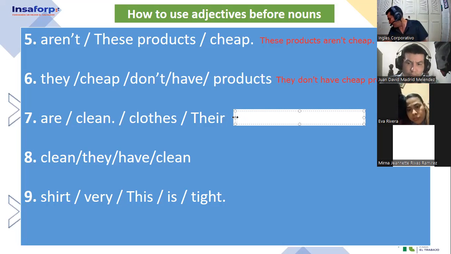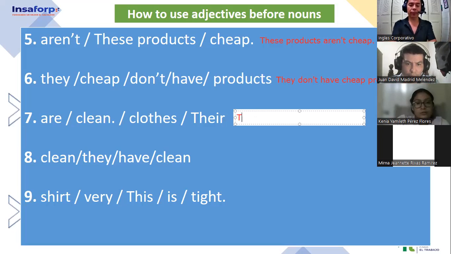Let's go to number 7, right? And who's going to help me? Luis no está ahora, ¿verdad? Kenya, please. Kenya, number 7. Their clothes are clean. Their clothes are clean, right? Esta oración ya la habíamos hecho, ¿no? No. El anterior, no. Bueno, okay, whatever. So thank you very much.